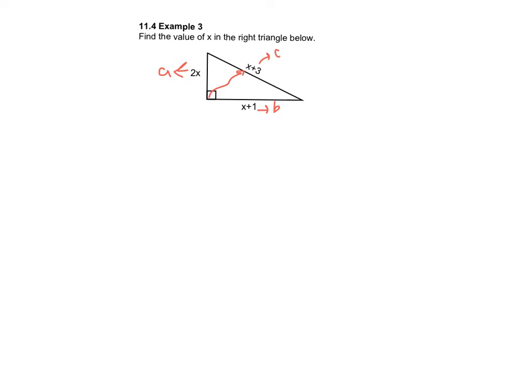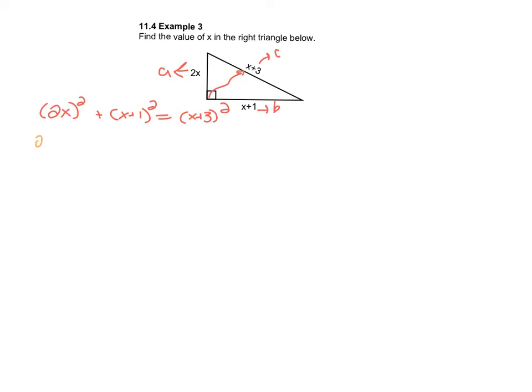So over here on the left-hand side, I'm going to write this out. I have a squared, which is 2x all squared, plus b squared, which is x plus 1 quantity squared, is equal to c squared, which is x plus 3 quantity squared. Now from here, I'm going to simplify these each one at a time.